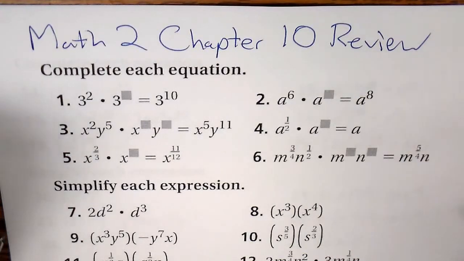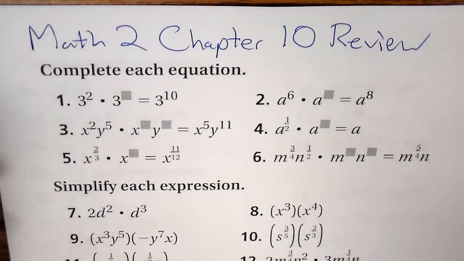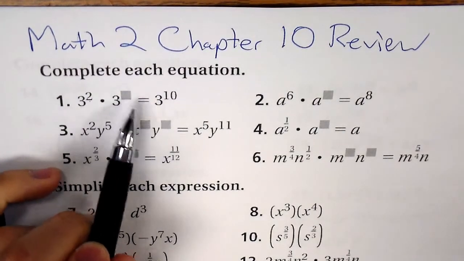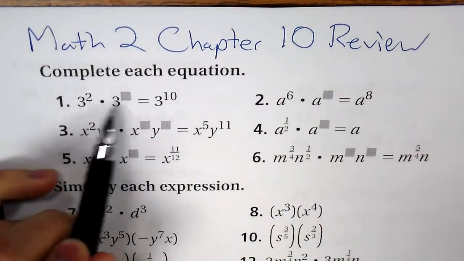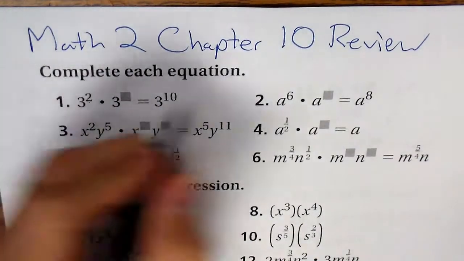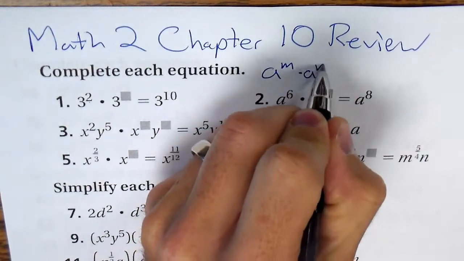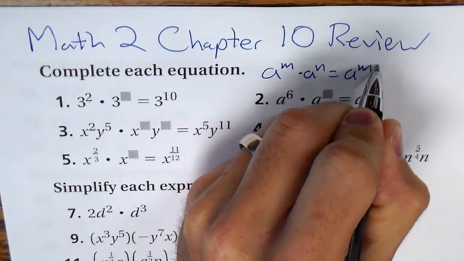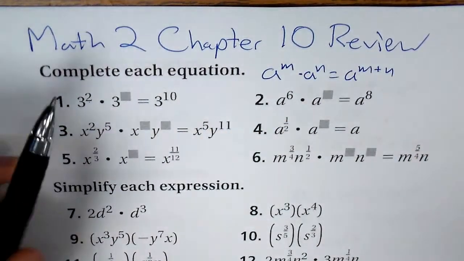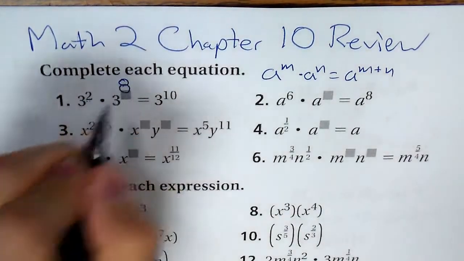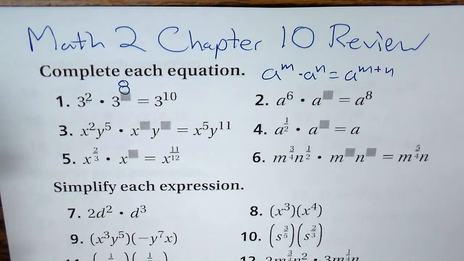This is the Math 2 Chapter 10 review. We'll start with number 1. We need to complete each equation. We have 3 to the second times 3 to some power equals 3 to the 10th. Well, I'm going to add the exponents when they're over here because the rule tells us if we have a to the m times a to the n, it's a to the m plus n. So we're just going to add. 2 plus what is 10? Well, 2 plus 8 is 10, so we'd have 3 to the 8th.